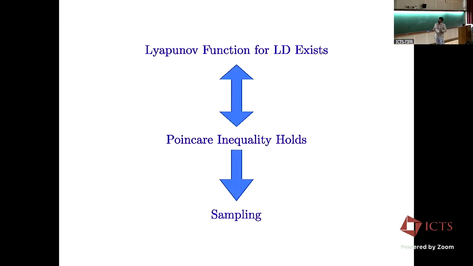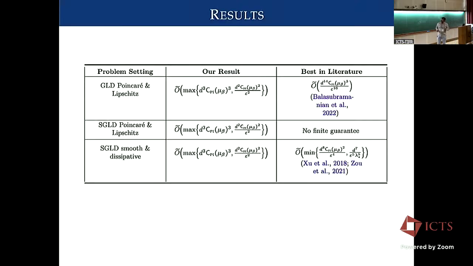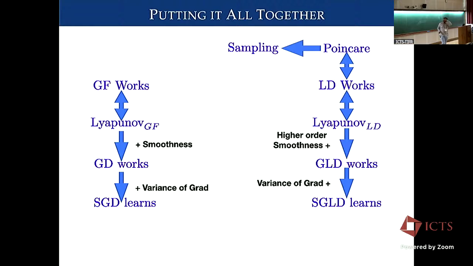What we have from that is that Lyapunov functions exist if and only if we can show the Poincare inequality holds. And if that happens, you have sampling as well. Good. Now, I'm going to skip this. These are results that you can improve based off of constructing the potential this way. Good. So where does all of that leave us?